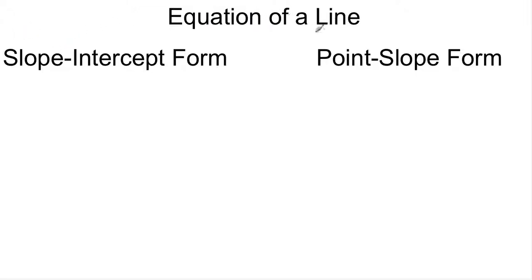Now, in terms of equation of a line, there are many different types, but there are 2 main ones that we're going to focus on. The first type is the one that you might think of immediately. It's slope-intercept form. And so this is y is equal to mx plus b. We have our good friend m, which is the slope, and we have the b value, which represents the intercept.